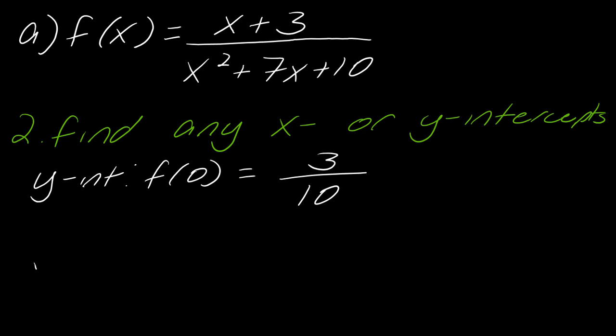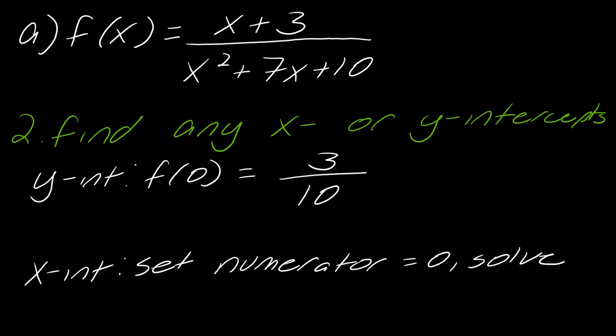And then for the x-intercepts, to find an x-intercept, what you're going to want to do is set the numerator equal to 0 and solve. Because when the top equals 0, then the whole thing equals 0. So you just need to know where the top equals 0. In this case, this is nice and straightforward. If I set x + 3 equal to 0, that means that x = -3 is my x-intercept.